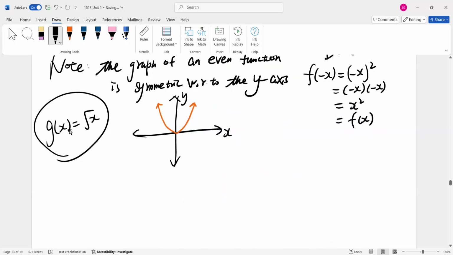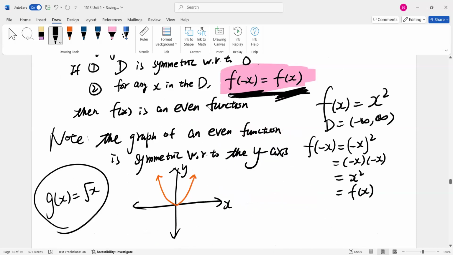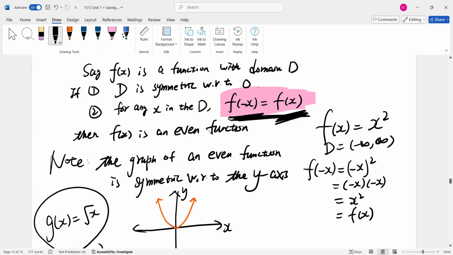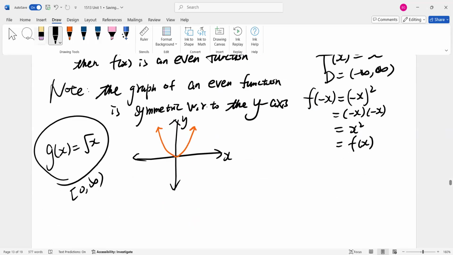Why not? Because this square root function has a domain of 0 to infinity. It is not symmetric. For that reason, it is not odd or even. So we don't even have to check the condition. Definitely not.